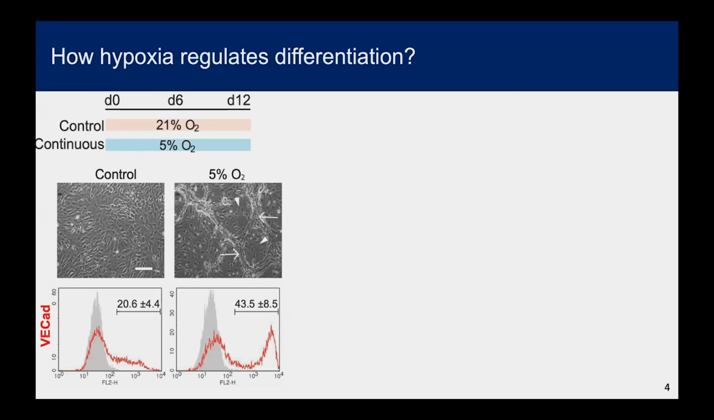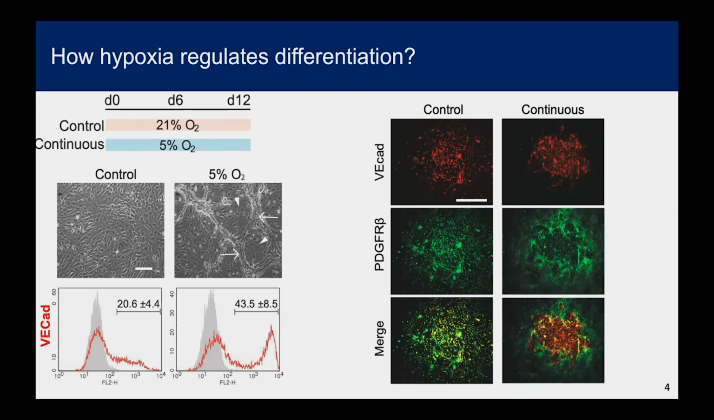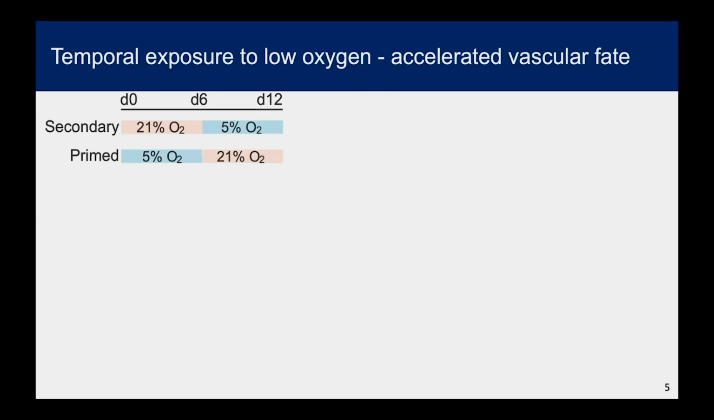And we noticed when we culture the cells, or differentiate the cells, in 5%, we start to see these colonies and upregulation of expression of V-cadherin, or vascular endothelial cadherin, a marker for endothelial cells. Nicely, we also noticed that these colonies are V-cadherin positive cells that are surrounded by PDGF receptor beta positive cells, which are pericytes. With that, we wanted to understand, is it the early stages of differentiation in hypoxia that impact the fate, or later on?